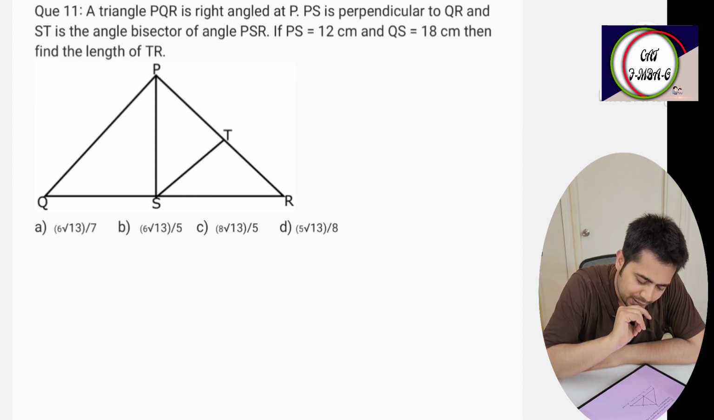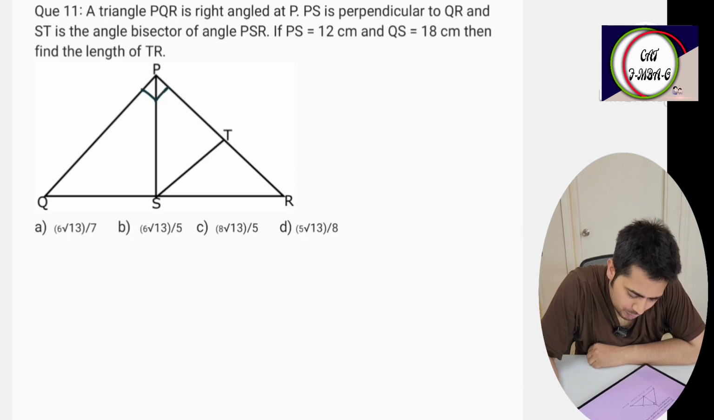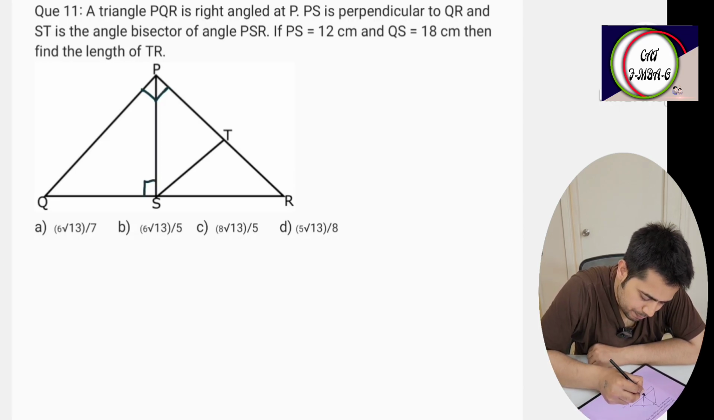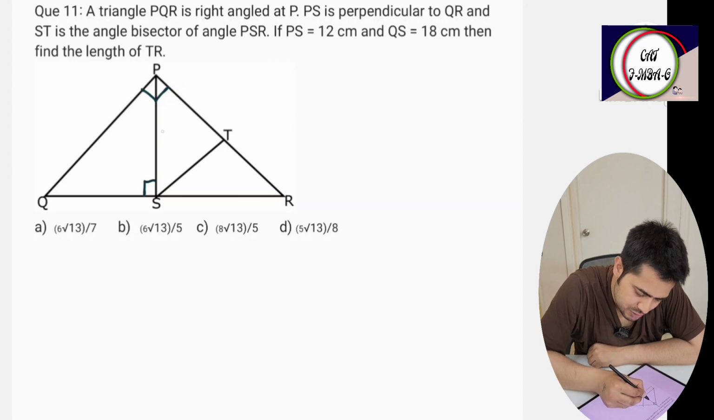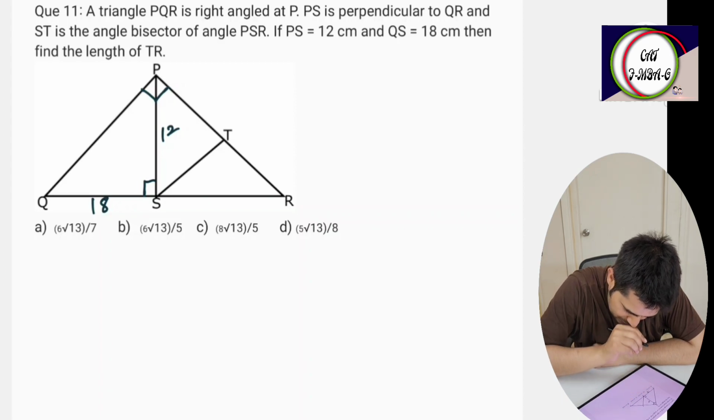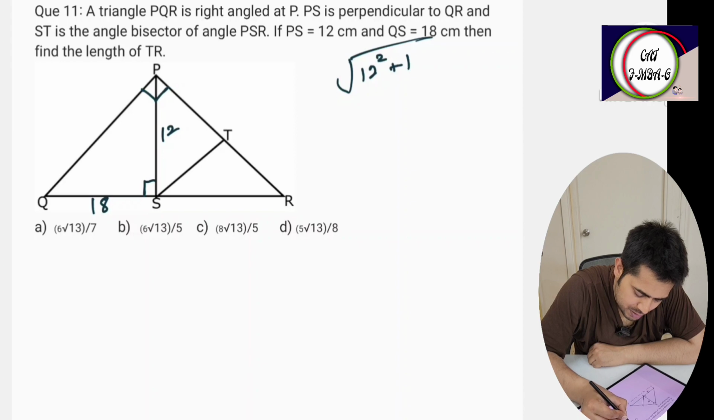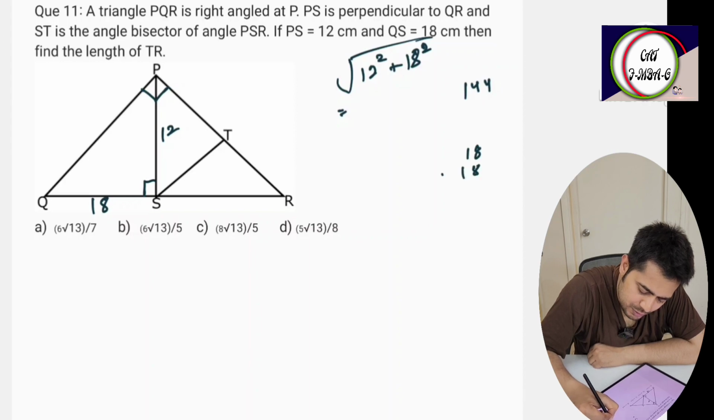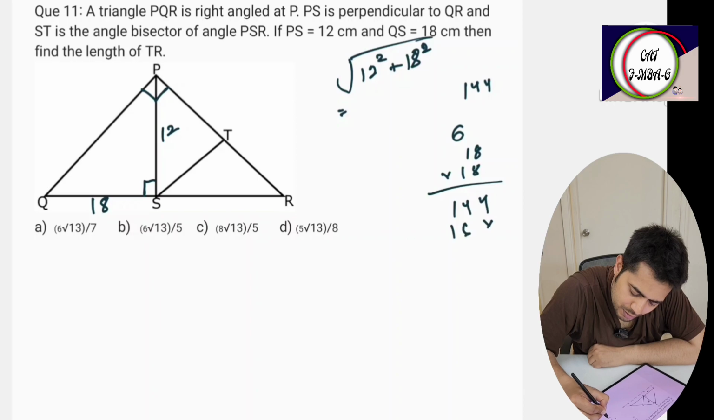A triangle PQR is right angled at P. Okay, this is the right angle. Now PS is also perpendicular to QR, and PS is 12, QS is 18. So we can find out PQ. PQ is root under 12 square plus 18 square. So this is going to be 144 plus 18 into 18.